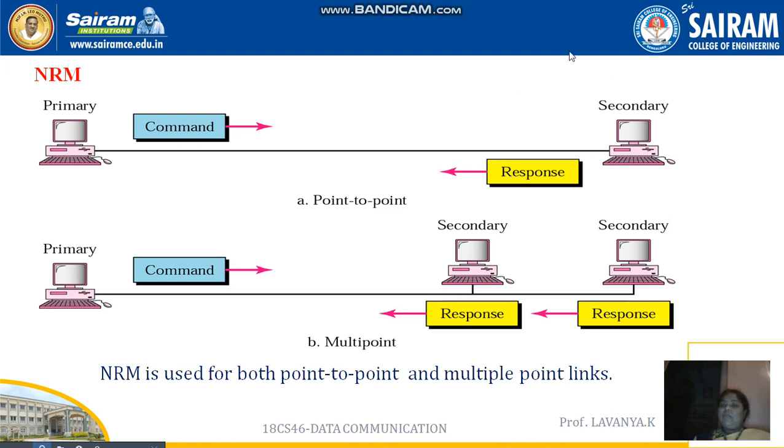The secondary node is going to give the response back to the primary node. This is what we call a single point connection, or point to point method. In the multipoint connection or multipoint structure, only one node sends the data, and multiple secondary devices give the response back to the primary node. So this method we call multipoint links.